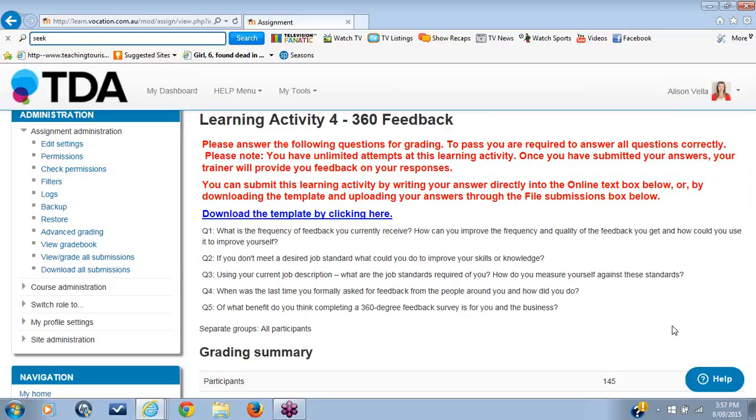Now, shall we have a look at that last question, Alison? Of what benefit do you think completing a 360-degree feedback survey is for you and the business? Now, I think earlier in the session, you really gave us an excellent overview of the whole 360-degree feedback process, and you really highlighted the benefits that it has for the individual and the business as well. So yes, this will be interesting to see what people's thoughts are, whether they've had experience with it or not, because obviously it's a little bit different for the different sizes and different types of businesses.